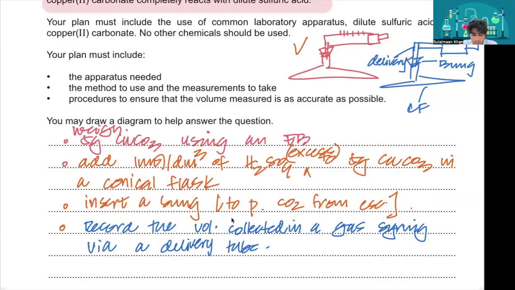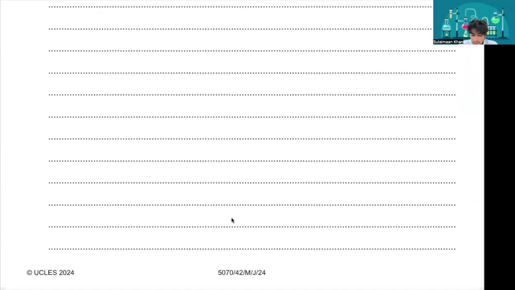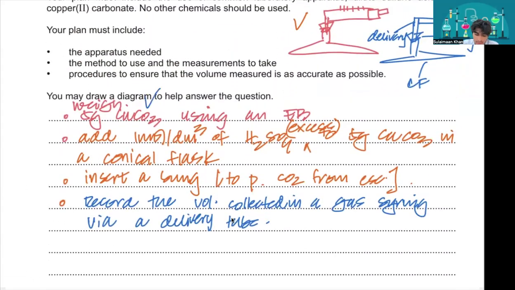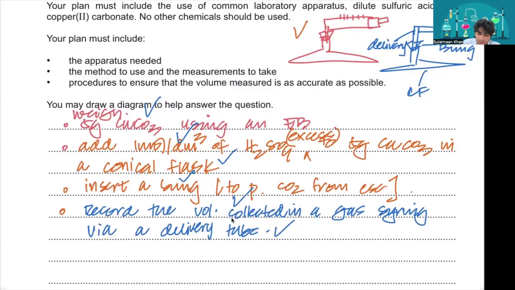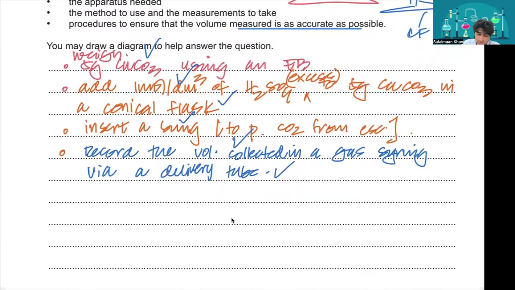Now, also realize that this will literally give me 6 marks. Don't worry about it. This would give me 1 mark for this, 1 mark for this, 1 mark for this, 1 mark for inserting a bung, 1 mark for this, 1 mark for this. Now, certain precautions. He's saying, how do you ensure that the volume is as accurate as possible? So for accuracy, you could even repeat the experiment and take the average. And one more thing that you could do is use a glass divider.